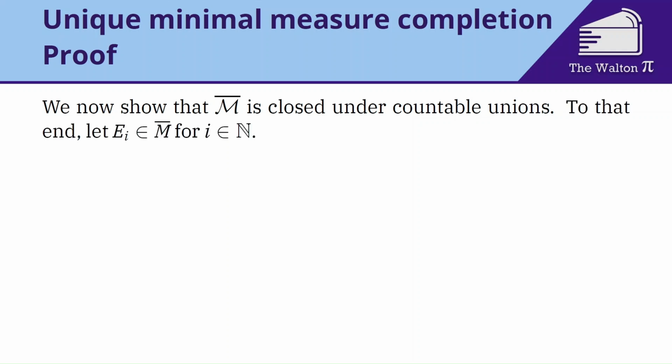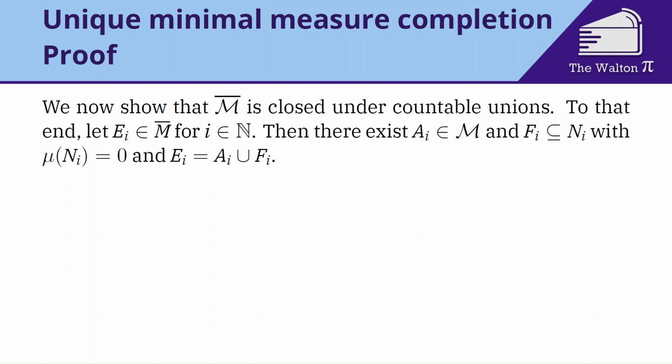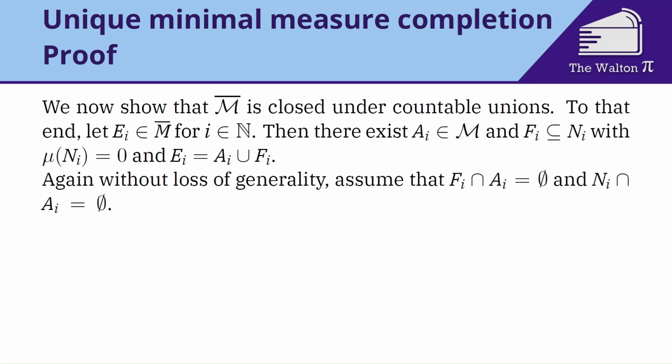So to that end, we're going to let each of the E_i's be in our M bar for i in the natural numbers. And then again, there's going to be A_i's and F_i's, where E_i can be written as A_i union F_i, where each A_i comes from M and each F_i is a subset of a null set. So again, without loss of generality, just like the argument we had on the previous slide, we can assume that F_i intersect A_i is going to be empty, and that the N_i intersect A_i's are also going to be empty.